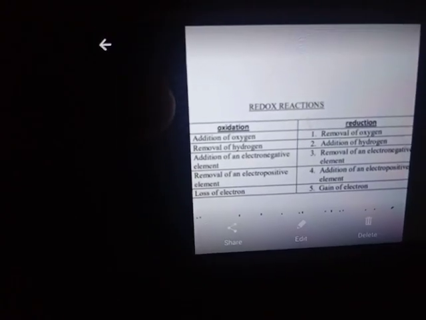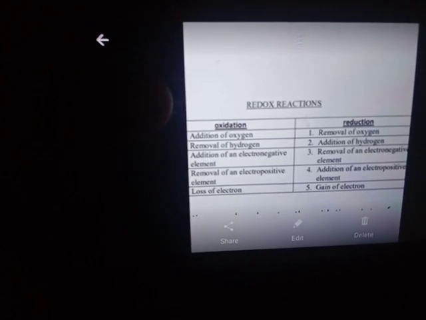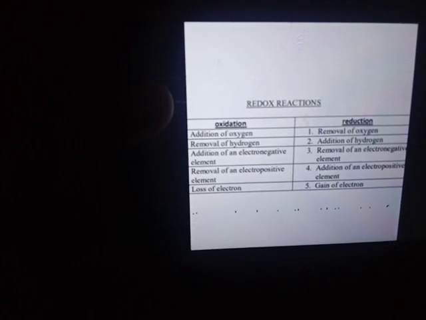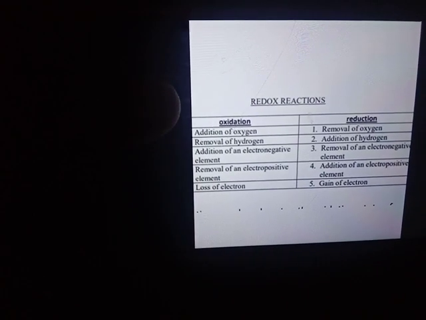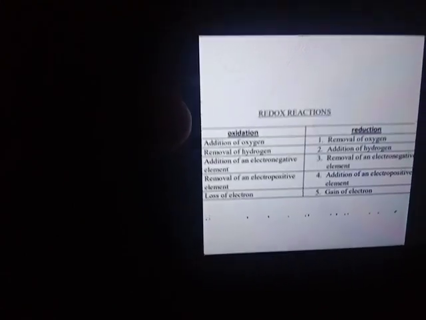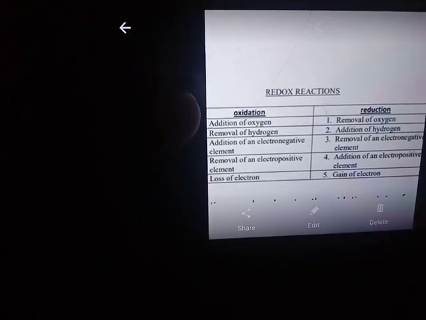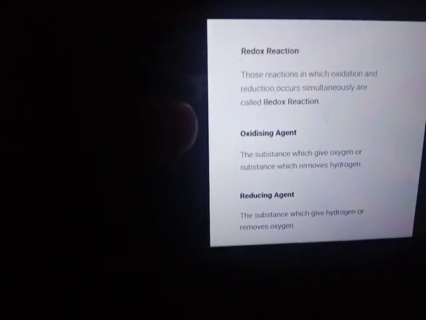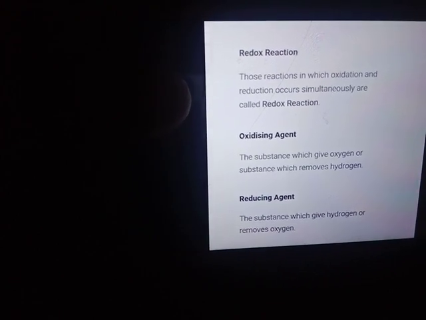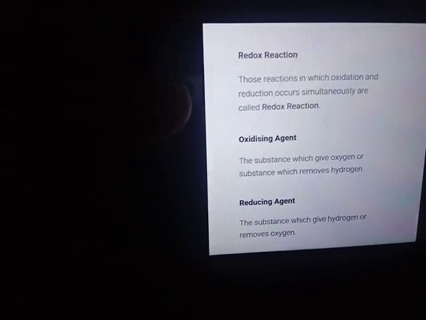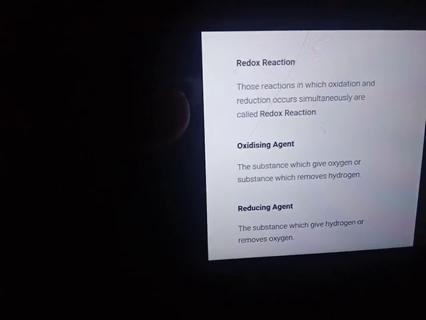So what is oxidation? Addition of oxygen, removal of hydrogen, addition of an electronegative element, removal of an electropositive element, and loss of electrons. All these are definitions for oxidation. And reduction: removal of oxygen, addition of hydrogen, removal of an electronegative element, addition of an electropositive element, and gain of electrons. So what is a redox reaction? Those reactions in which oxidation and reduction occur simultaneously are called redox reactions.